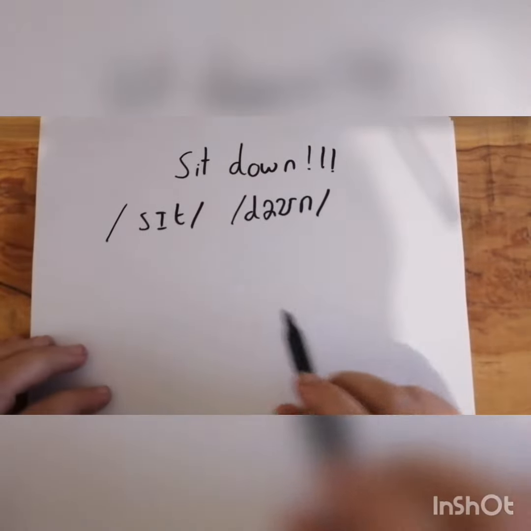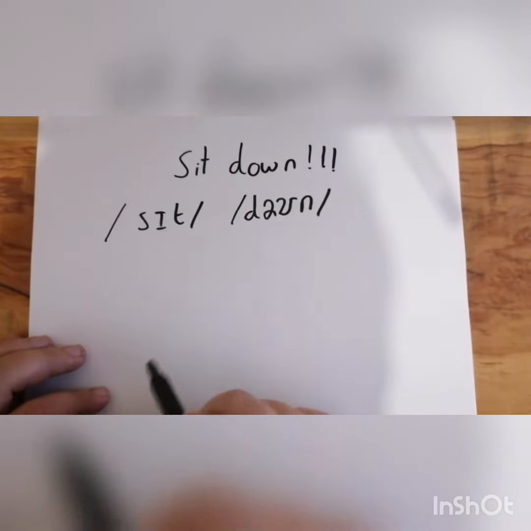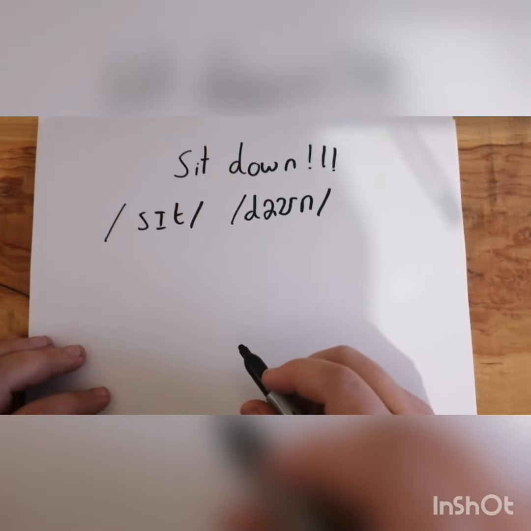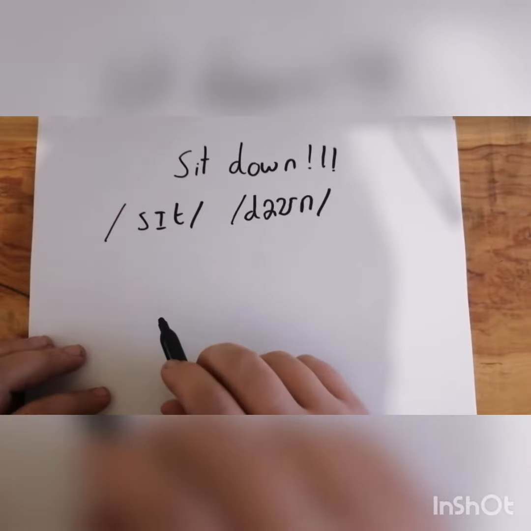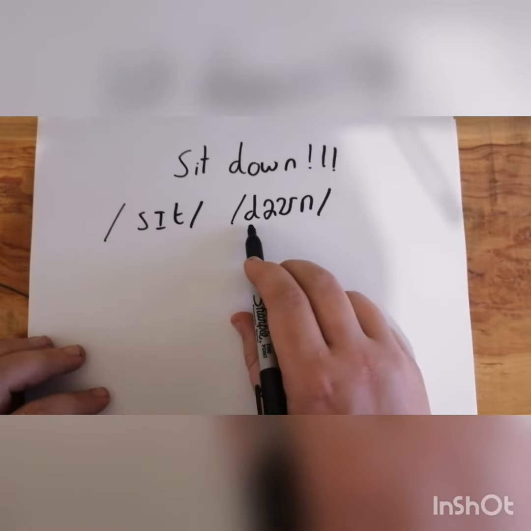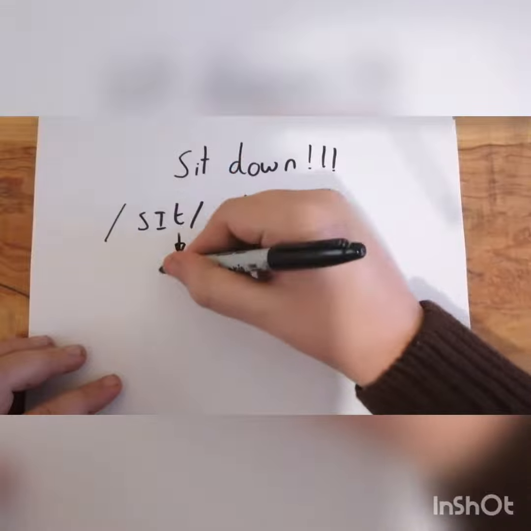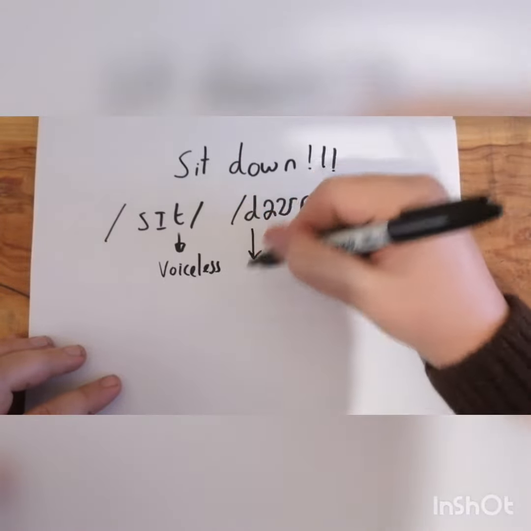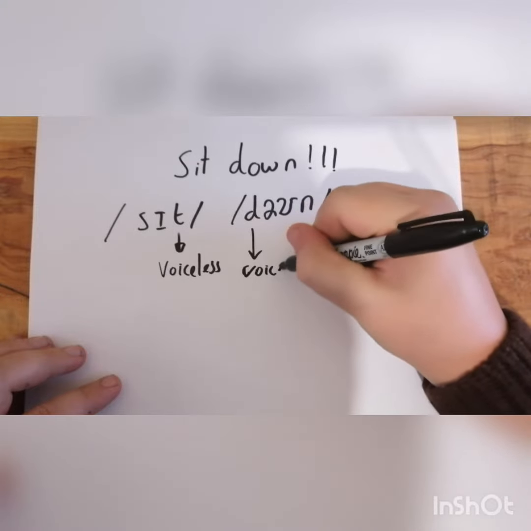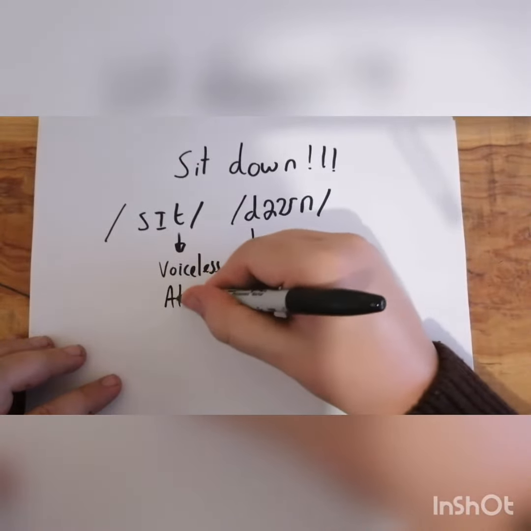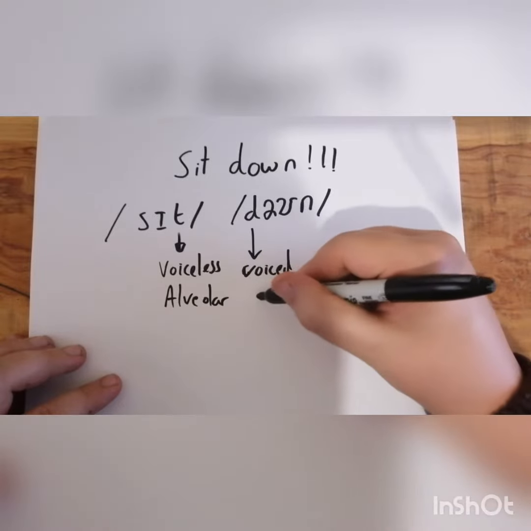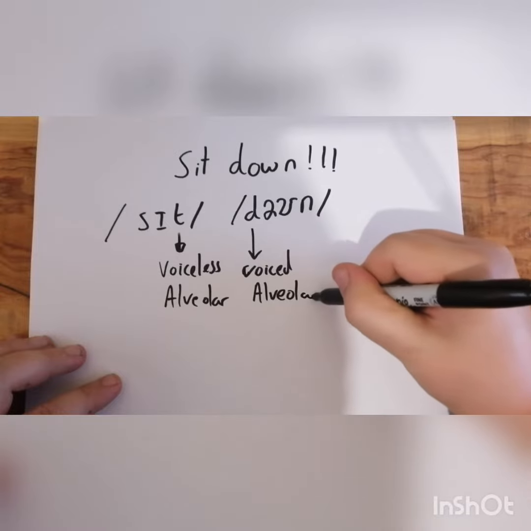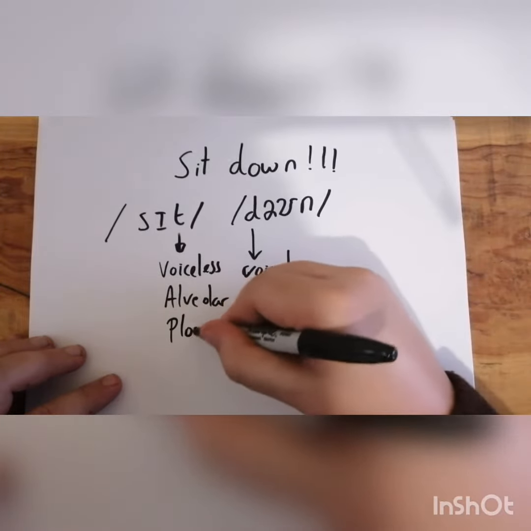Okay, so in this video, we're going to analyze "sit down". Now when we say "sit" and "down" separately, we notice that we've got a plosive at the end of this word and at the start of this word. This plosive is voiceless, and this plosive is voiced. This plosive is alveolar, and this plosive is also alveolar. And of course, they're both plosive.